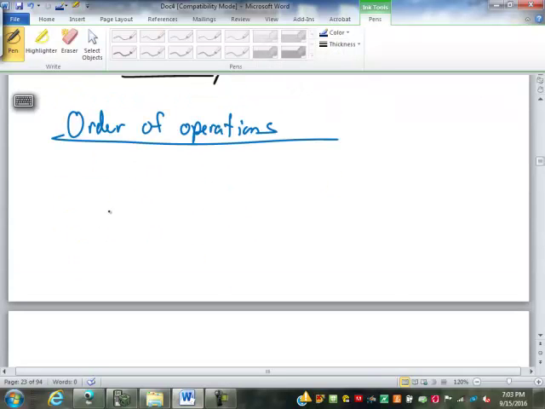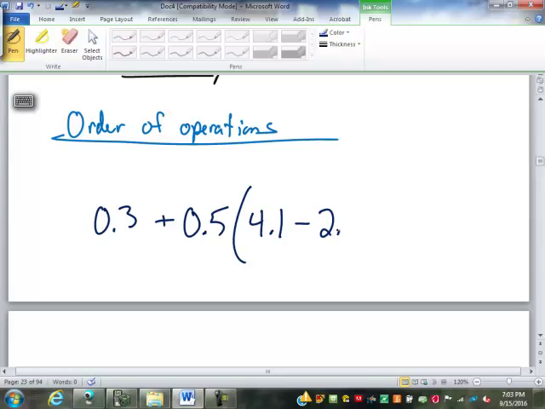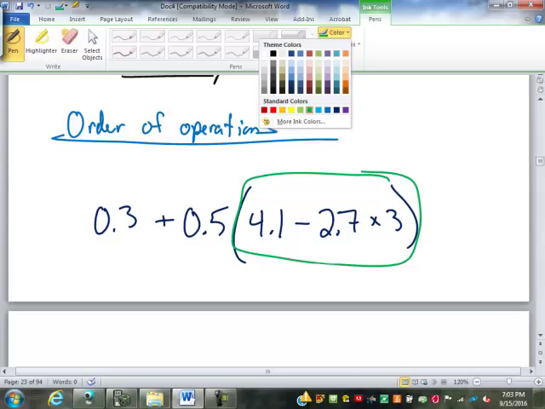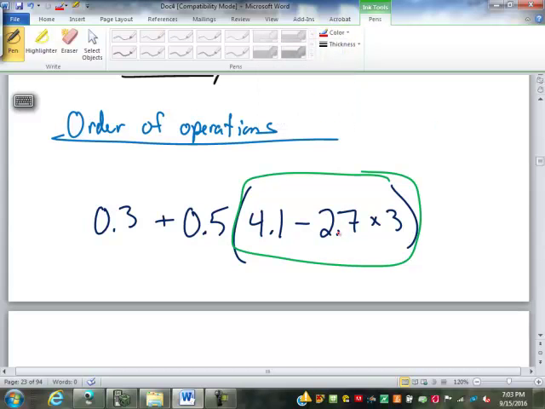So you might have something like this. What would we do? What do we do first? The parentheses. Inside the parentheses, what's first? That's 2.7, yes. The only multiply is the little x there. So inside here I have to do the 2.7 times 3 first, which is going to be 8.1.